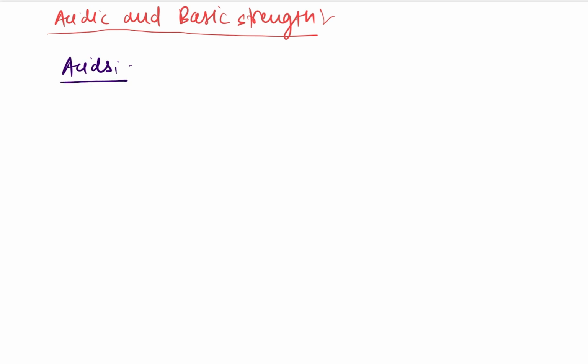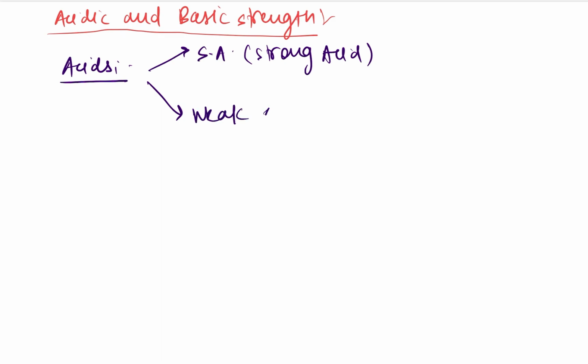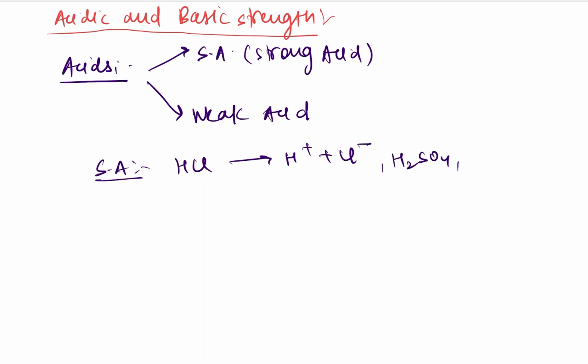What are acids? You might have learned that in physical chemistry, ionic equilibrium in brief, but let's see in perspective of organic, how do we describe the acids? Acids are described in two parts: strong acid and weak acid. Strong acids are like HCl, which totally dissociates into H plus and Cl minus. If we take 1 mole of HCl, it will give 1 mole of H plus and 1 mole of Cl minus. Then H2SO4, then HNO3, then HClO4. These are strong acids.